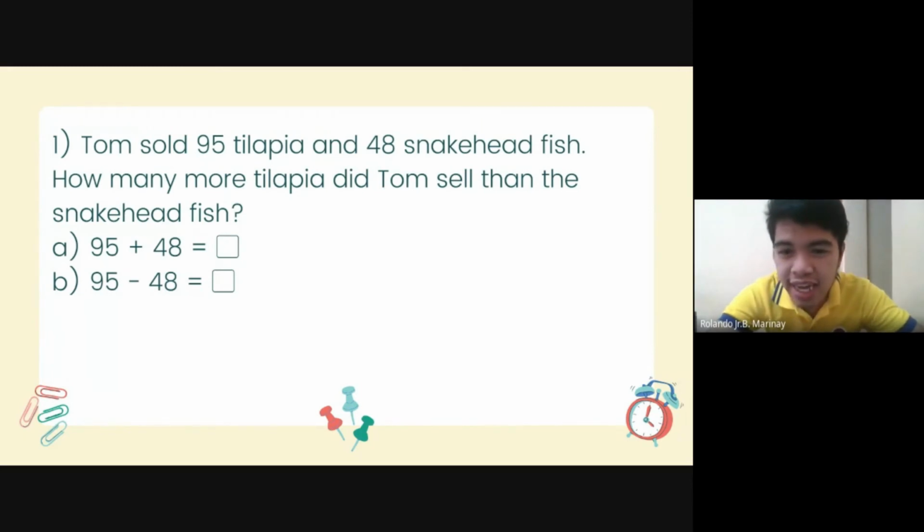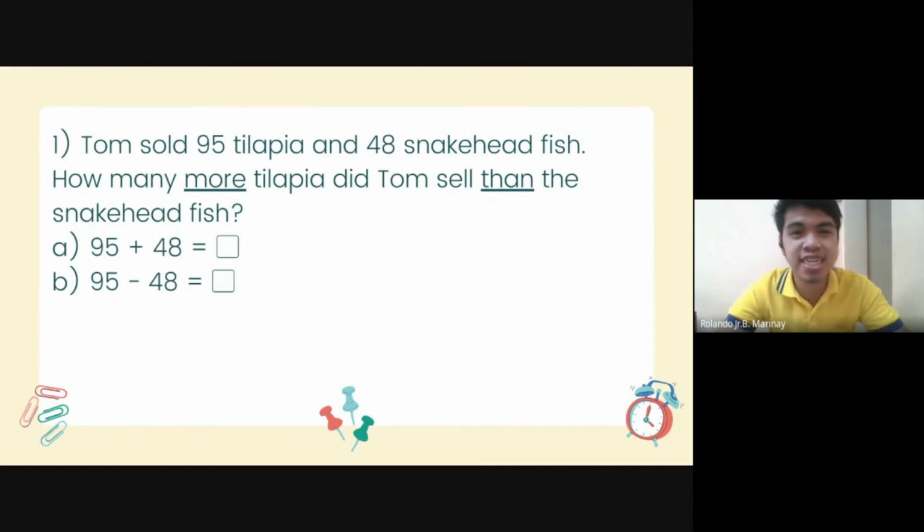Let's try Tawan. Tawan, is it A or B? A. A? No, it's not A. Let's try the others. So what is your answer? Of course, if it's not A, it is going to be letter B.